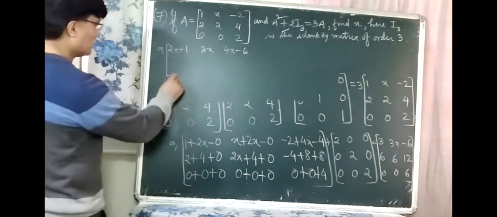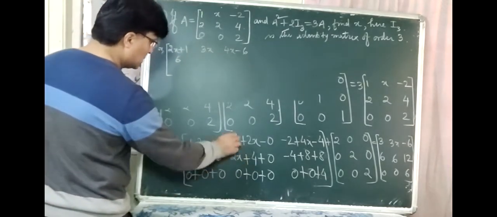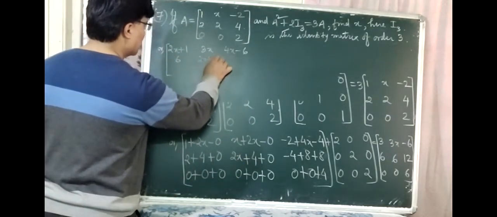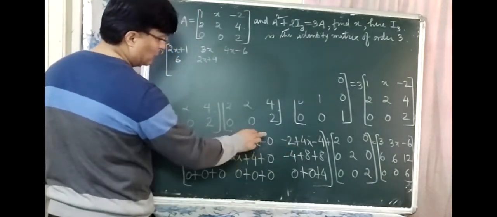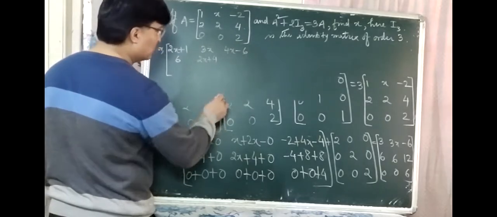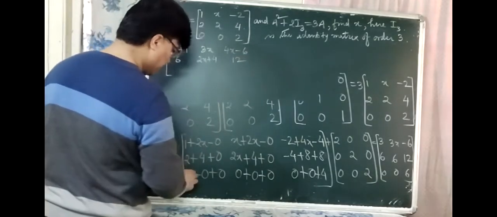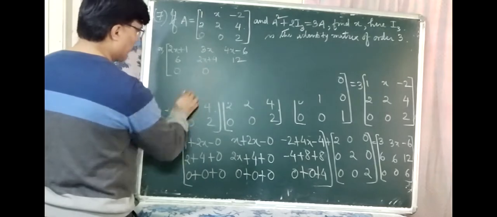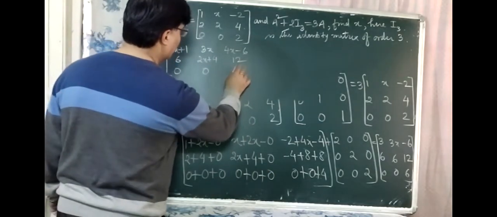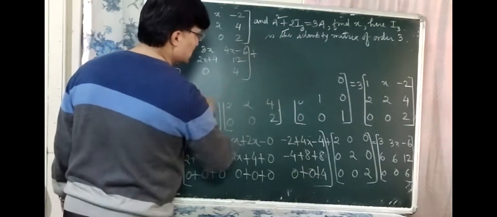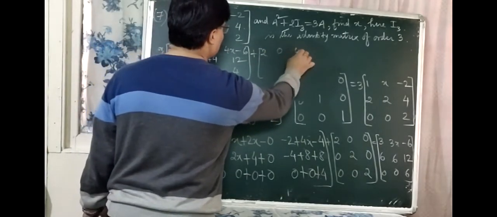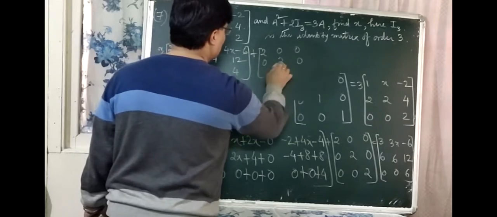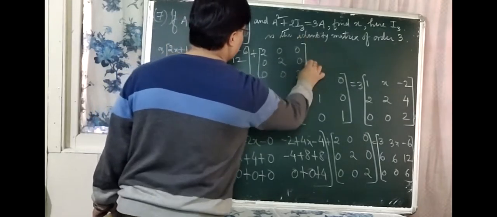And this one is 4 plus 2, 6. This is 2x plus 4. This is your 2x plus 4. Then that is 8 plus 8, 16. 16 minus 4 is 12. And this one is 0, 0. And that one is 4. Right? Plus, next one, there is 2, 0, 0, 0, 2, 0, 0, 0, 2.